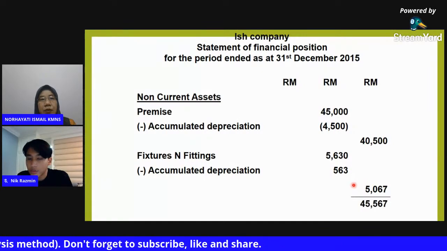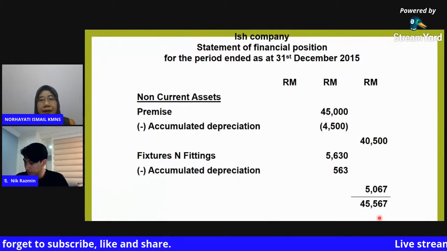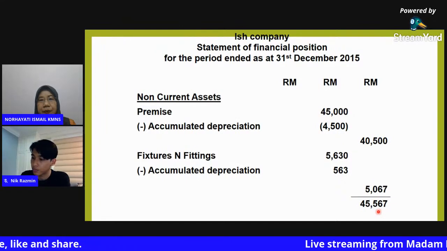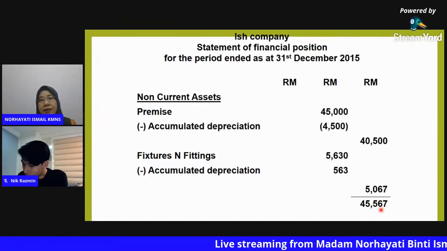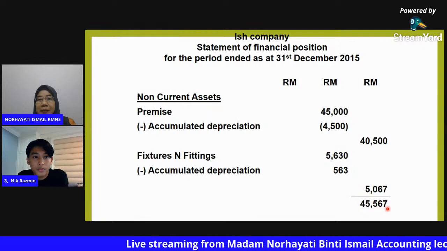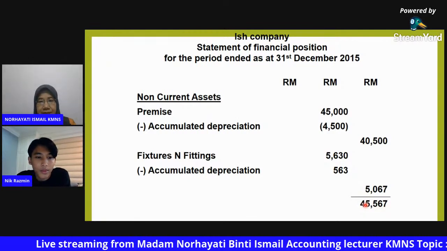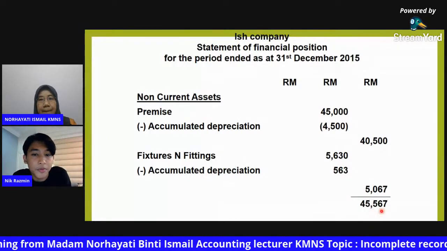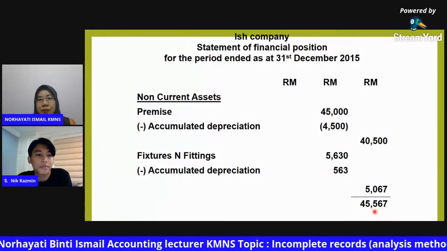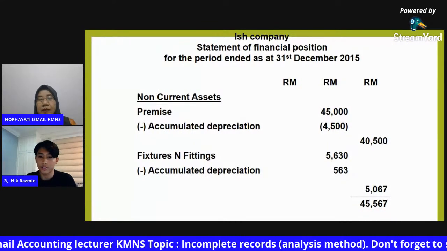So this is the total for non-current asset 45,567. Anik, nampak tak figure ni 45,000? Nampak cikgu. Alright. So memang kena masuk dalam green box.